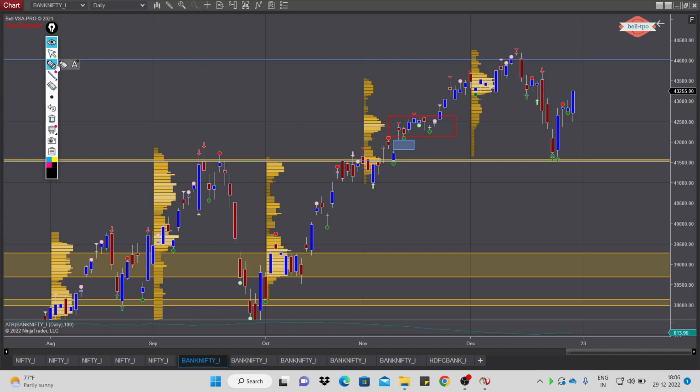On the other hand, if buyers succeed in taking prices above this zone, somewhere around 43,400, then we can say that the trend is resuming to positive. Acceptance above this zone can quickly scale to 44,250, which is also the all time high of Bank Nifty.